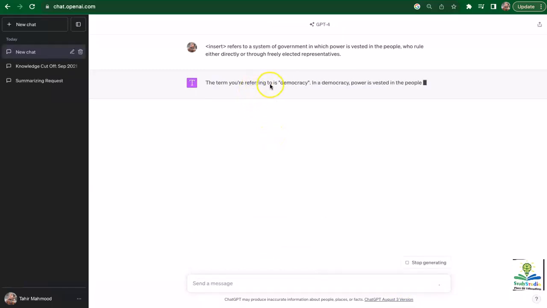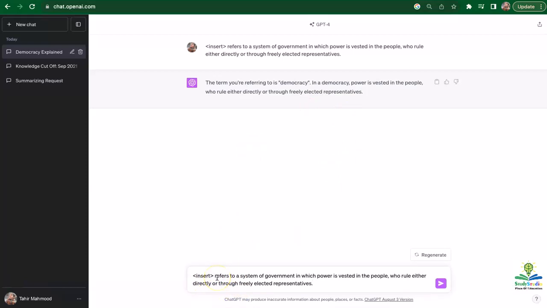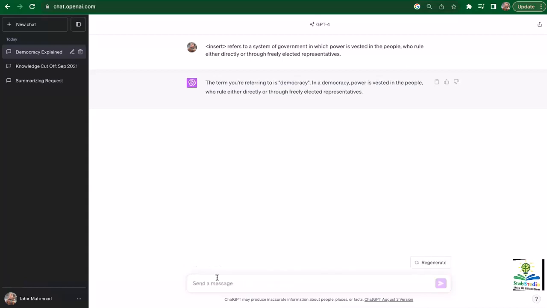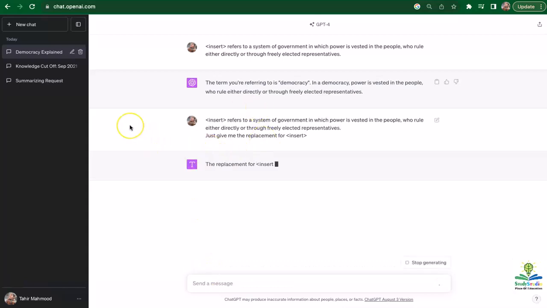The term you're referring to is democracy. In a democracy, power is vested in the people who rule either directly or through the free elected representatives. Now I can further change this so that it only represents the answer. So I can say, just give me the replacement for insert. Now what I expect my answer to be is just democracy.